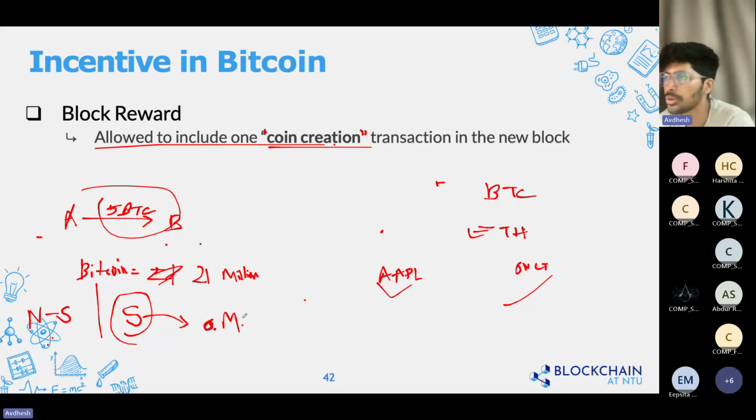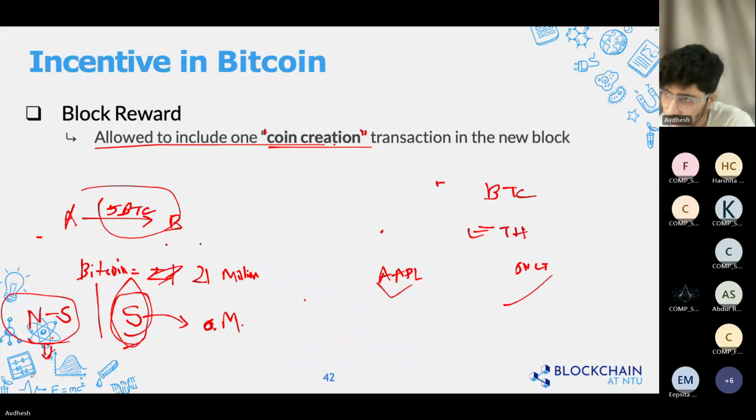So all the users that are doing transactions are through the supplied Bitcoin, and the non-supplied Bitcoins are stagnant in a pool. And how do the non-supplied ones come to the supplied pool? That is where the coin creation happens.